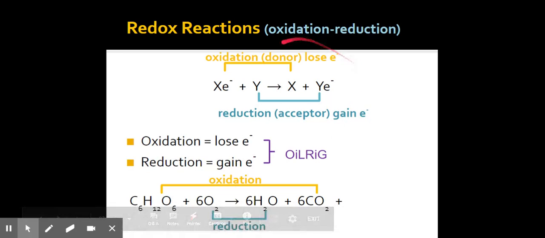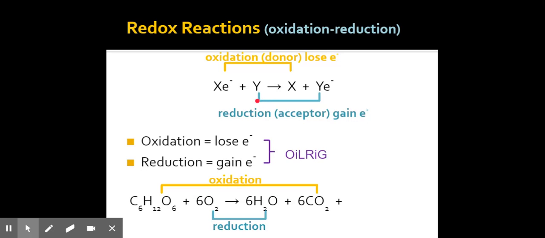So if we look at the general redox reaction in this top equation over here, we can see this starting reactant Xe with its negative charge or its ion over here. This is the electron donor. It's called the reducing agent. It reduces Y over here, and Y is going to accept that donated electron. Substance Y is the electron acceptor, and so that is known as the oxidizing agent, and it's going to oxidize the molecule or this substance Xe, and it's going to remove its electron.